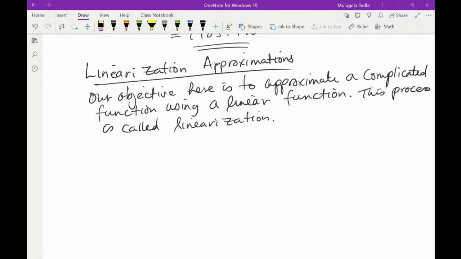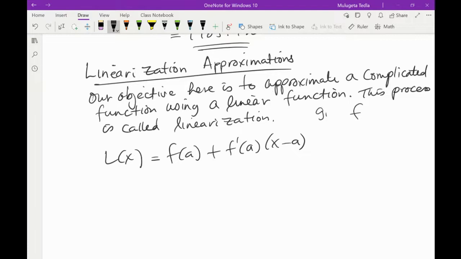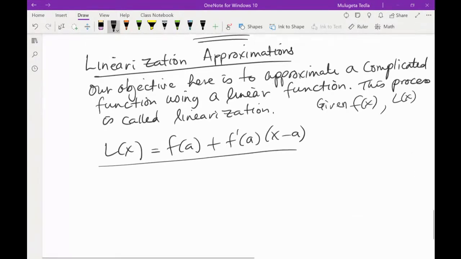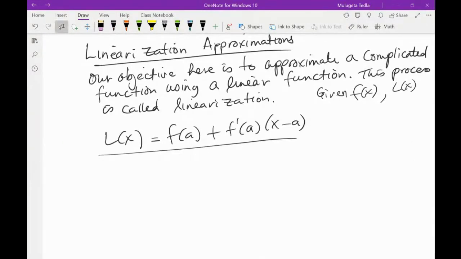So the idea is the linearization function is L of x, which is equal to f at a plus f prime of a times x minus a. So any function f of x, L of x is its approximate linearization. L of x is given in such a way. You can easily verify that. Really.